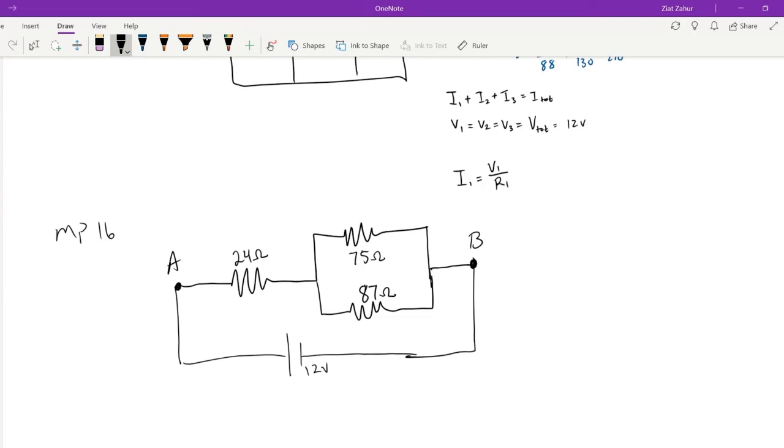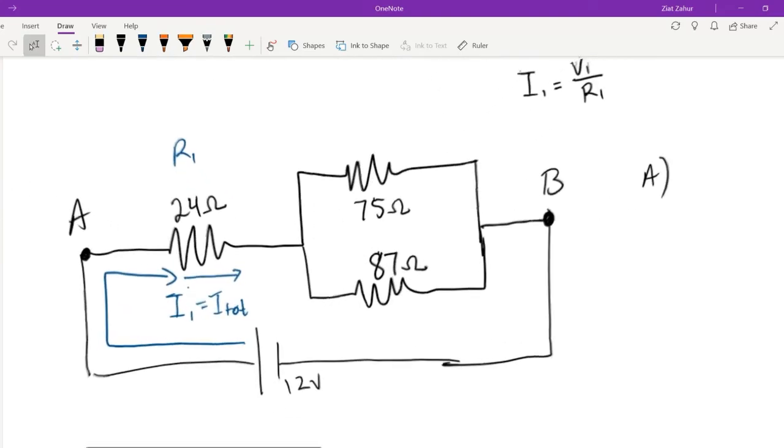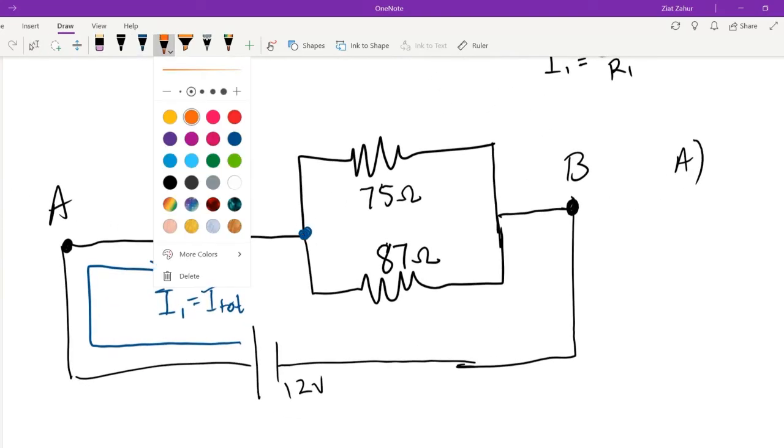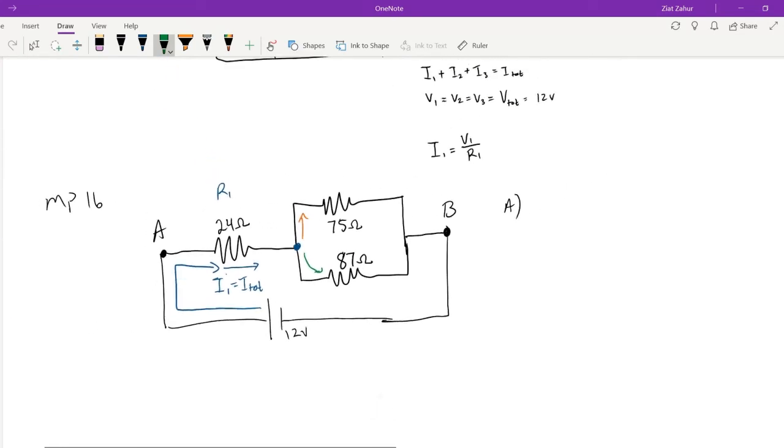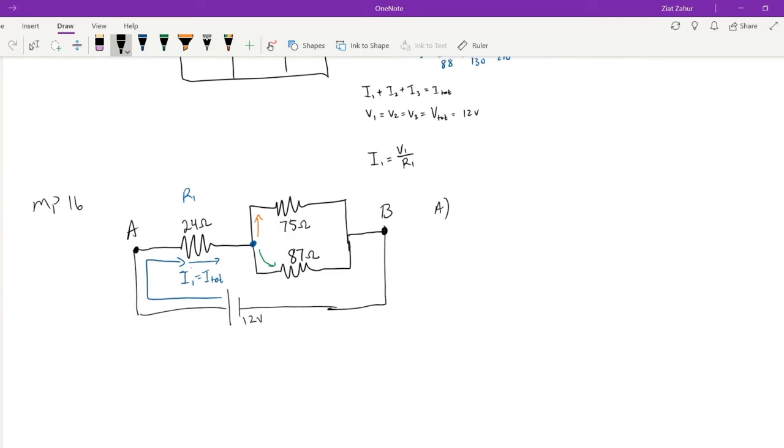So if I draw the current flow diagram, you'll see that it comes out of the battery and all of it goes through the first resistor. This is resistor 1. So the current that goes through resistor 1, I1, is equal to the total current, I total. Once that happens, it splits up into two parts. Some goes through the first part here, some through the second one. But similar to what we did today, let's combine this to find the total resistance.